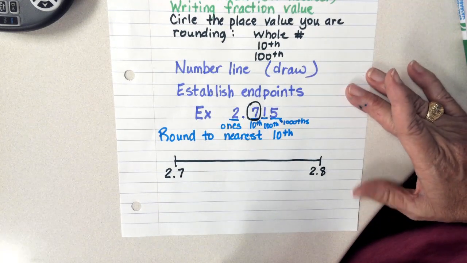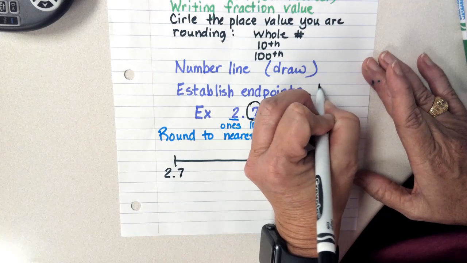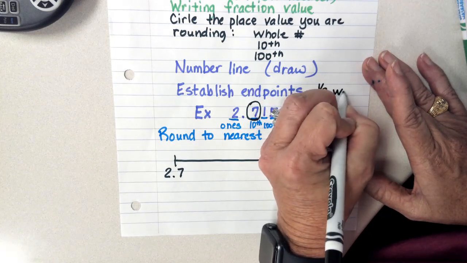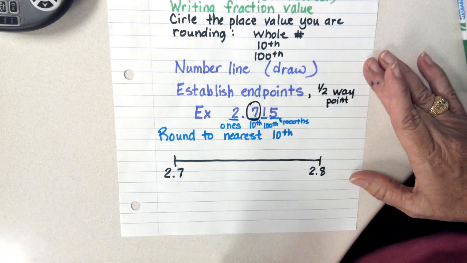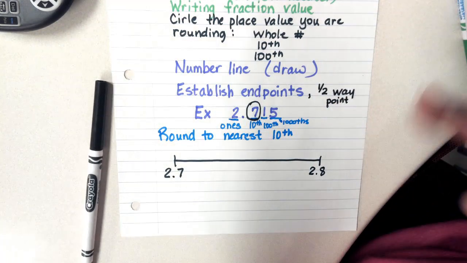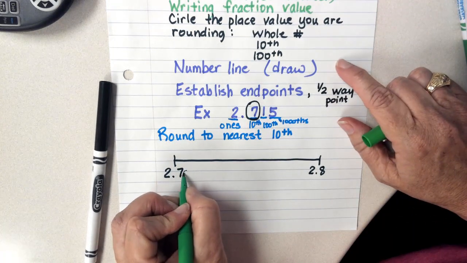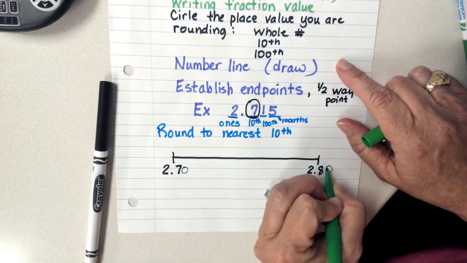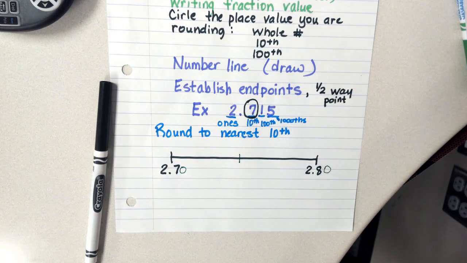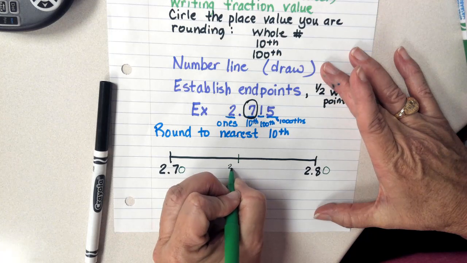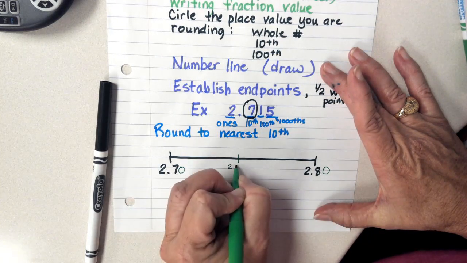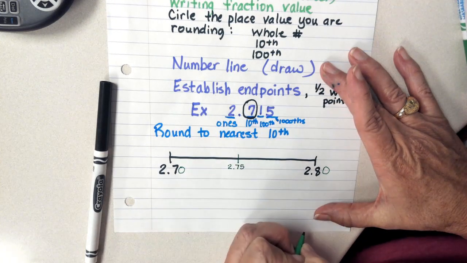After we establish our endpoints, we need to have our halfway point. The best way to do that is to simply add a 0. What is between 70 hundredths and 80 hundredths? Brent. 75 hundredths. So we're going to keep that 2, and our midpoint would be 75 hundredths.